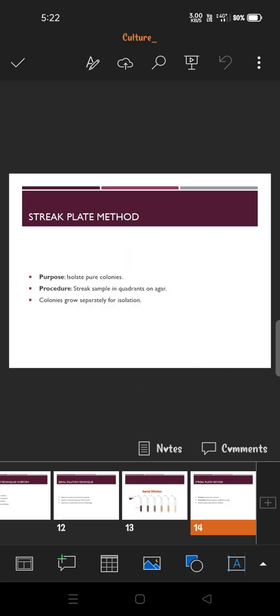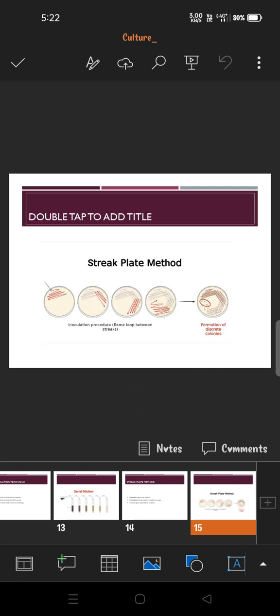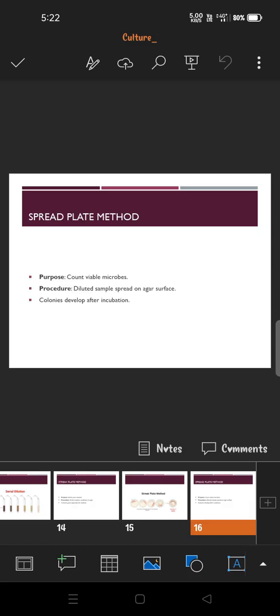Streak plate method. The purpose of the streak plate method is to isolate pure colonies, and the procedure is to streak samples in quadrants on agar. This picture shows how to streak on a media, and it is very helpful to segregate the individual colonies.